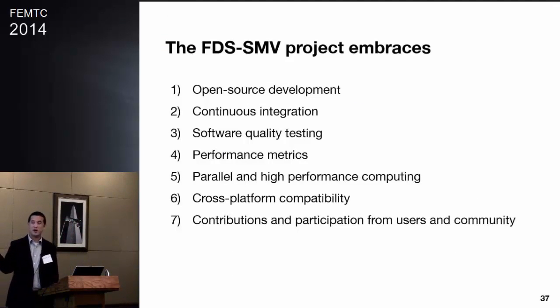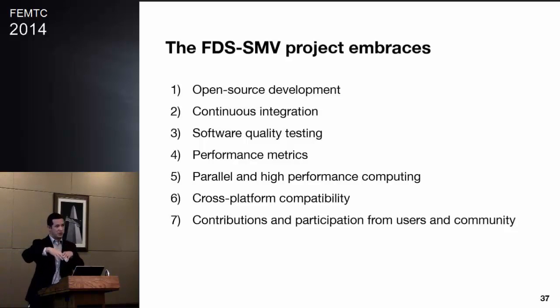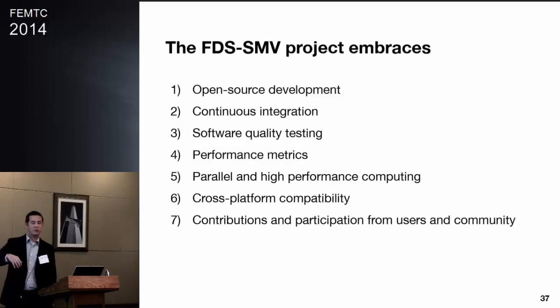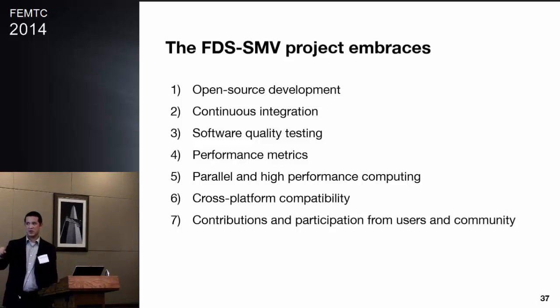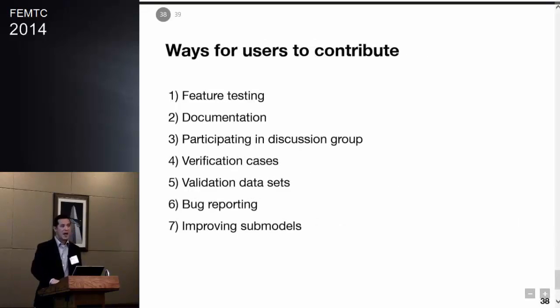So the last thing I'll say is that the FDS project embraces open source development. Everything we do is available on our repository. Continuous integration now with FDS6 moving forward. Software quality testing, I showed you some examples of that. Performance metrics, which are great for us to look version to version how we're doing. Parallel and high performance computing, this is very big right now with both MPI, which is between machines, and OpenMP, which is utilizing cores on a single machine. We're very much trying to be on the cutting edge. And on the next slide, I'll tell how you can help with those areas. And cross-platform compatibility, we try to run on Windows, Mac, and Linux equally. So we test on all those platforms. And finally, contributions from the users and community, which is really driving all of these applications.